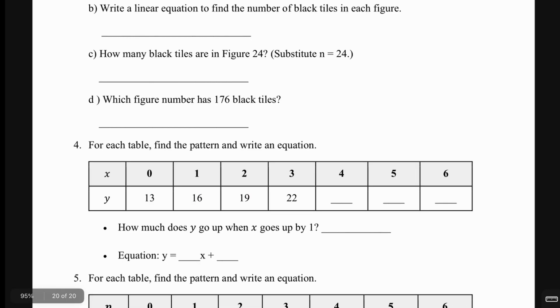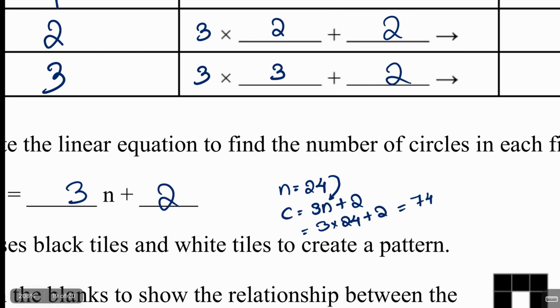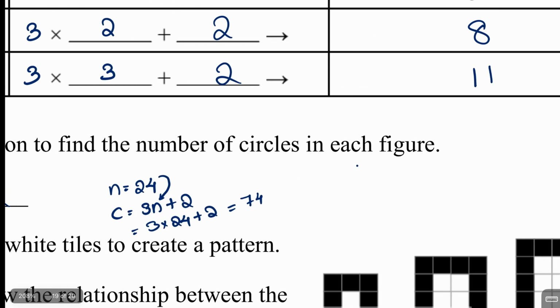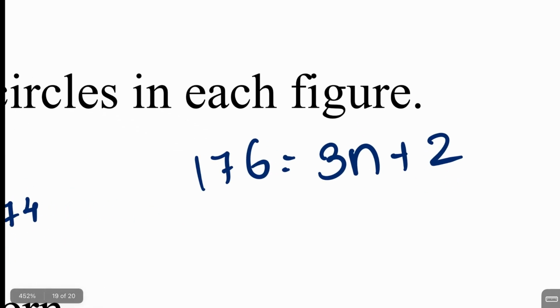And the last question over here: which figure number has 176 black tiles? The same procedure, our equation is C equal 3n plus 2. So you just need to replace this part with the given number, 176. Now this is a linear equation, so you just need to rearrange this equation and solve for n. That's it. I hope you know how to do this.